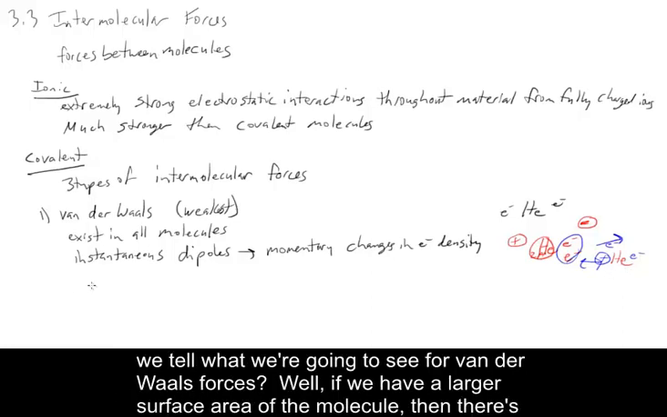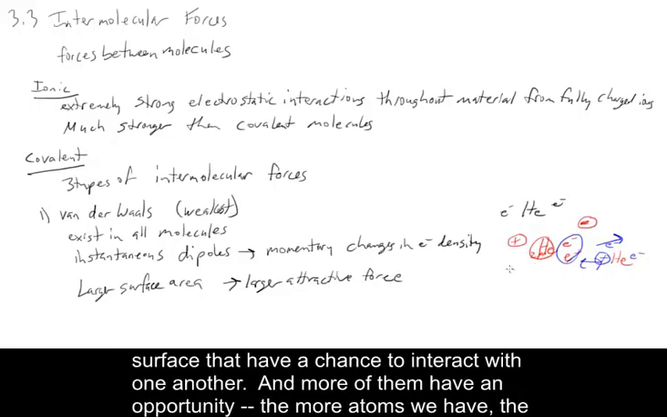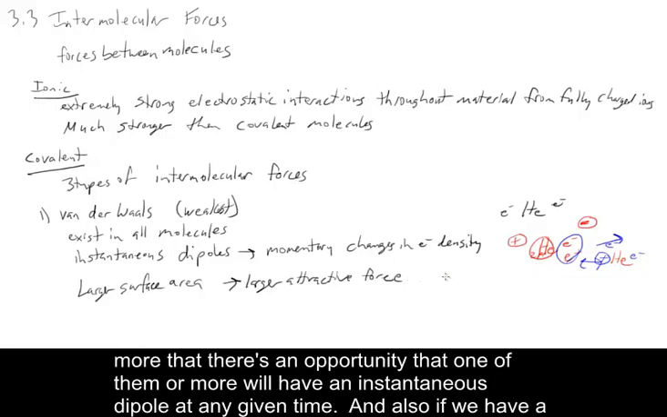So how can we tell what we're going to see for van der Waals forces? Well, if we have a larger surface area of the molecule, then there's going to be a larger attractive force, or larger van der Waals forces. And the reason for that is just simple. There are more atoms at the surface that have a chance to interact with one another. And more of them have an opportunity. The more atoms we have, the more that there's an opportunity that one of them or more will have an instantaneous dipole at any given time.